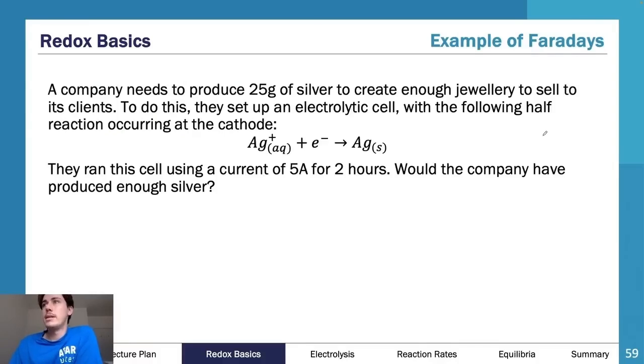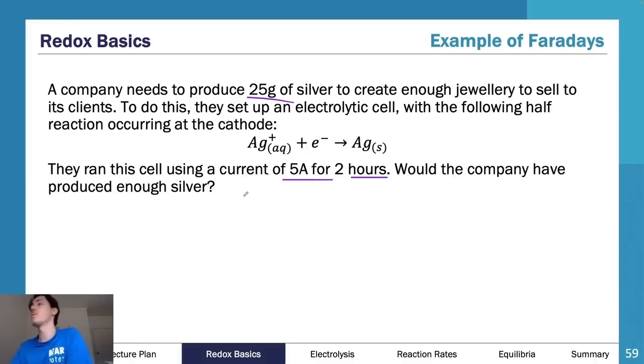So here's a really good example of Faraday's laws in an exam or question-based setting. A company needs to produce 25 grams of silver to create enough jewelry to sell to its clients. To do this, they set up an electrolytic cell with the following half reaction occurring at the cathode. They run this cell using a current of 5 amps for 2 hours. Would the company have produced enough silver?